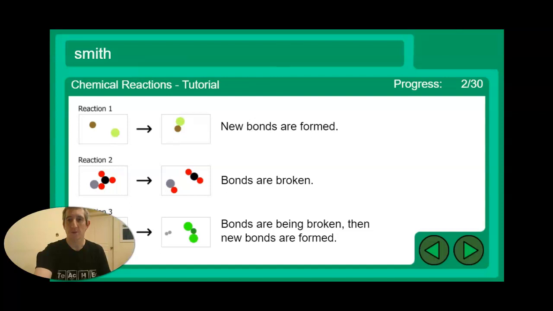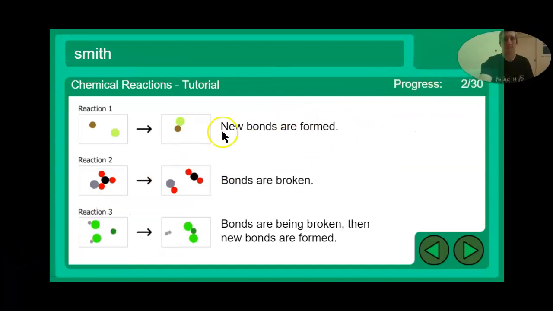I'll move this out of the way, perhaps. Okay. So reaction 1, you have kind of brown and green. First they're apart, and now they are together. So that's a creation of a new bond. Here we have this relatively large molecule. Now that it's split into different parts, we have broken some bonds. That's a decomposition reaction, which we'll talk about later on.